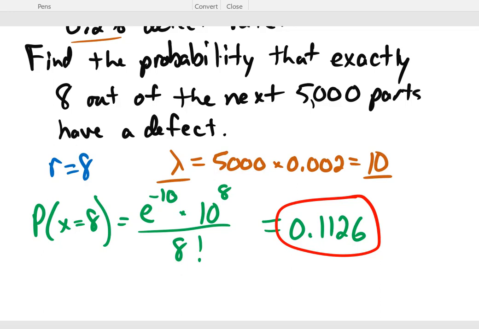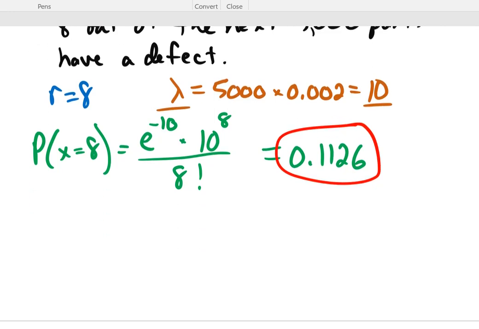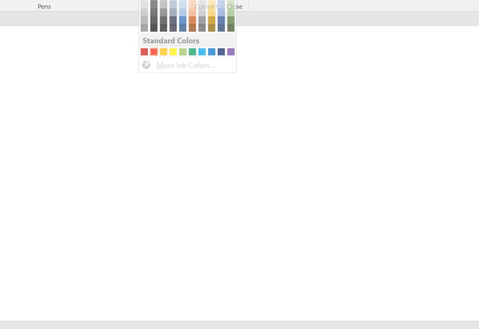So that's an example where we have a large number of trials, 5,000 parts, and a very low probability of success. The other possibility, again, is if we're not necessarily looking at trials, but we're looking at volume of a certain item. So this example would look like this.